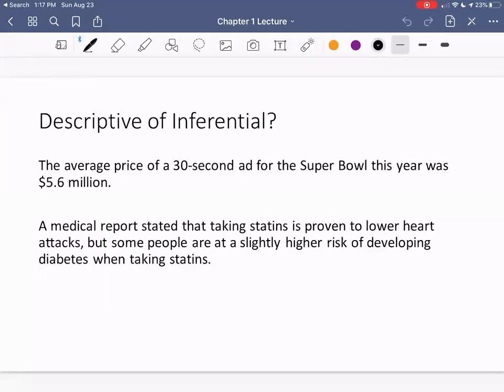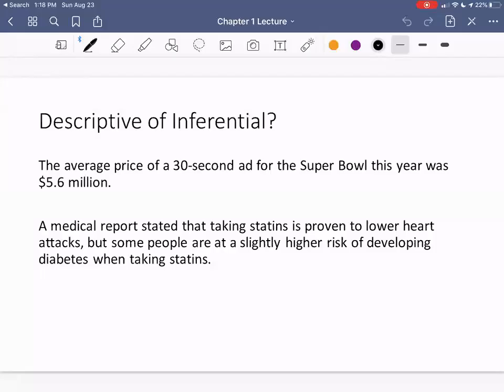So there's a quick couple of examples. I want you to read these, and then I want you to pause this and try to figure out which one is descriptive and which one is inferential. So go ahead and pause this now, and when you come back, I'll explain the answers.